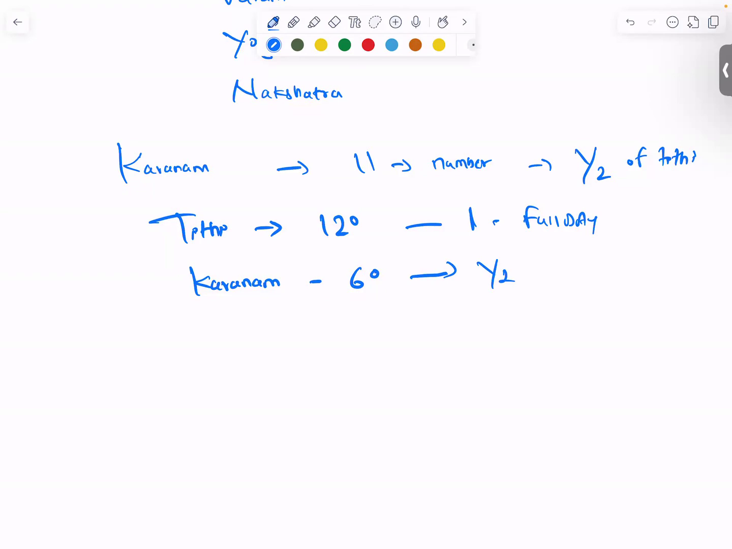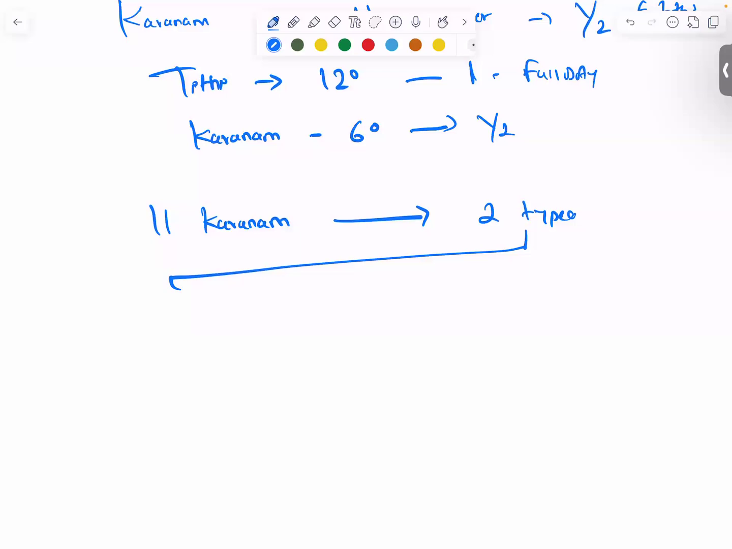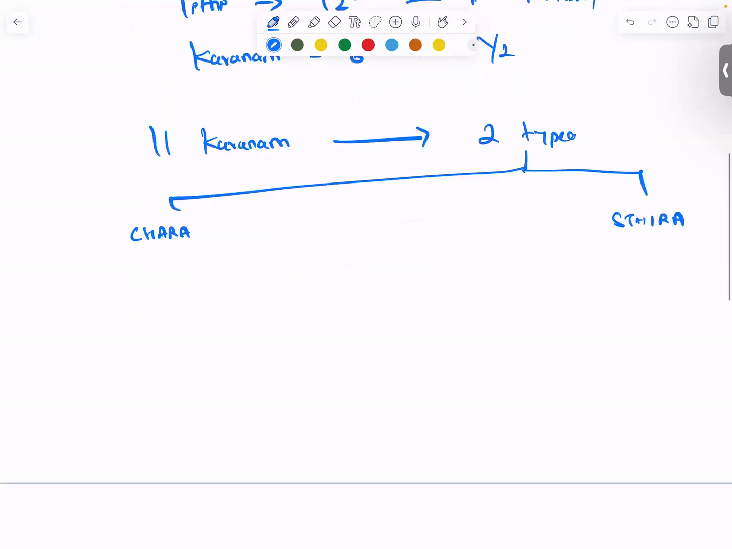Again, this Karanam, if you see, these 11 Karanams are divided into two types. One is the Chara Karanam, and the other is Sthira Karanam. Chara Karanams keep repeating. Sthira Karanams come only once in a month. Here 7, here 4 are there.